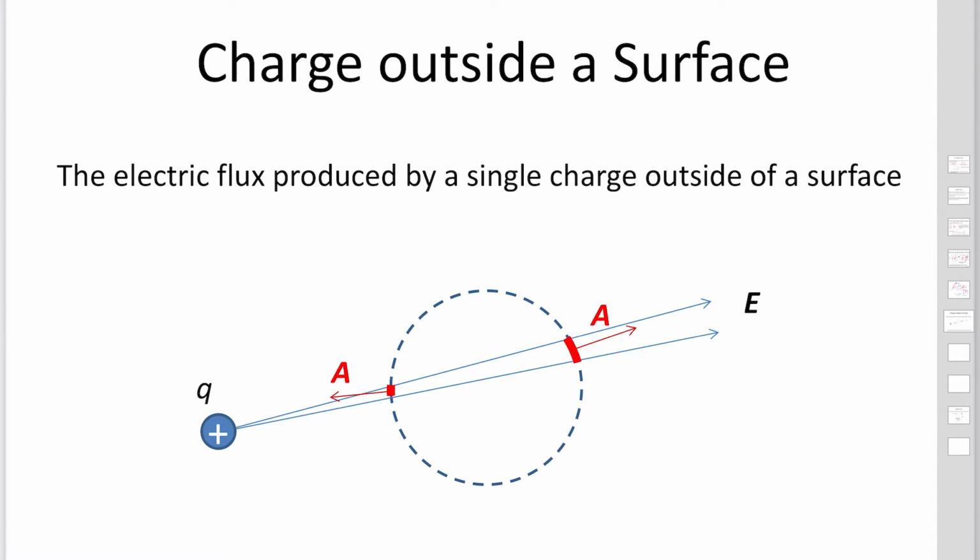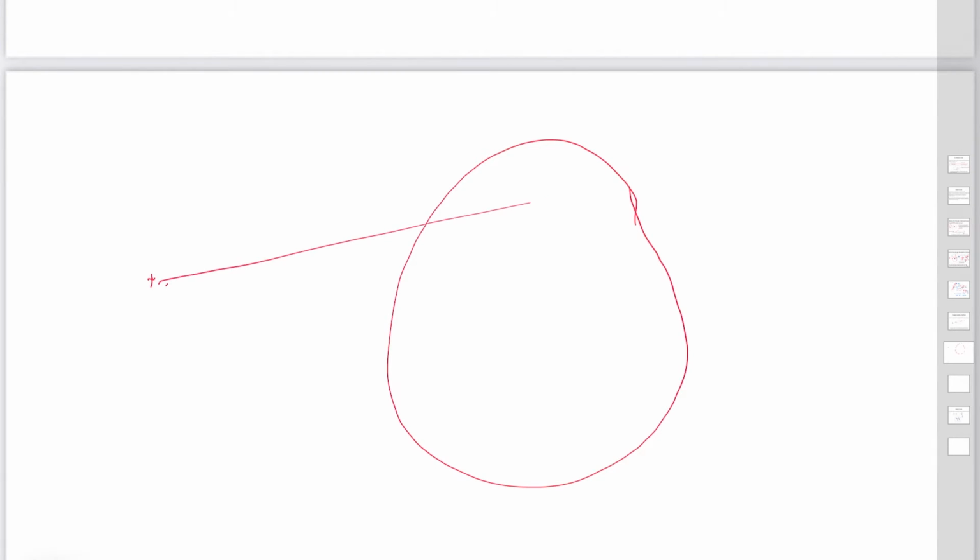The charge is located outside the imaginary surface. These two should cancel out. So I'd like to explain. We consider some kind of imaginary closed surface, and the charge is located here. Then we could consider the cone. So this is, you could consider, this is dA.